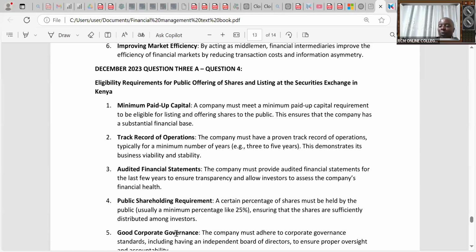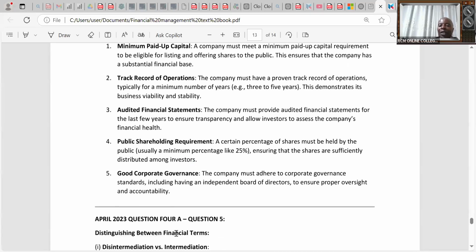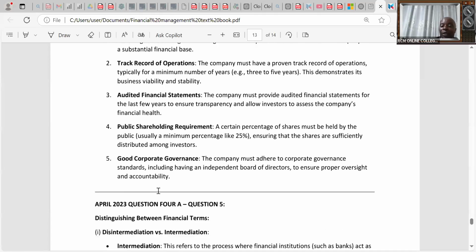Then we have here good corporate governance. The company must adhere to corporate governance standards, including having an independent board of directors to ensure proper oversight and accountability. I thought that was the last question.